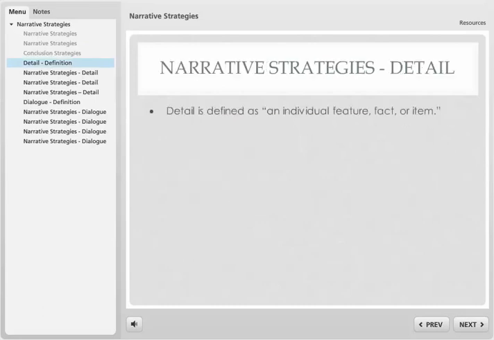Traditionally, detail is defined as an individual feature, fact, or item. That is a very vague definition. So what is detail? Why do we use detail in writing? Take a few minutes and consider the role that detail plays in narrative writing. Why do you think we need to include strong detail when telling a story? What does it mean for our reader?